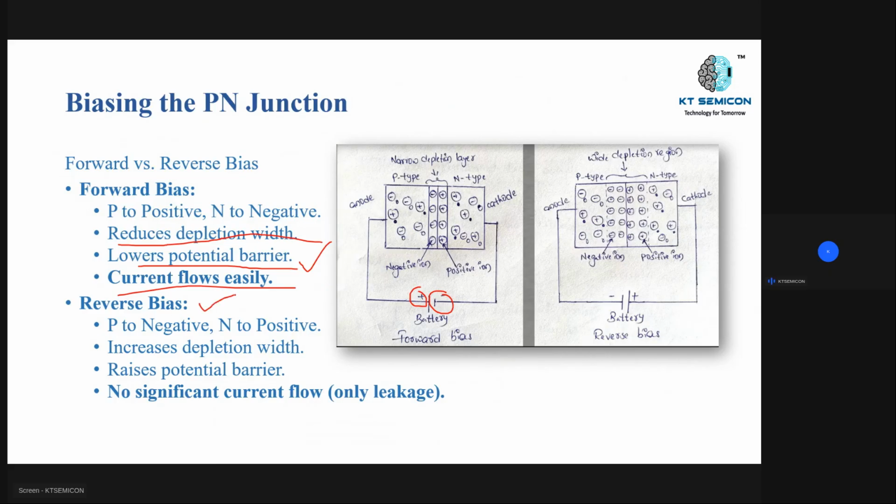After that we have reverse bias. For reverse bias we connect negative voltage at the p-type side and positive voltage to the cathode. Then there is attraction of electrons and holes toward the terminals, and my depletion width increases. Whenever the depletion width increases, the potential barrier is raised. So there is no significant current flow, because we are increasing the depletion layer. In this case we have only small leakage current.